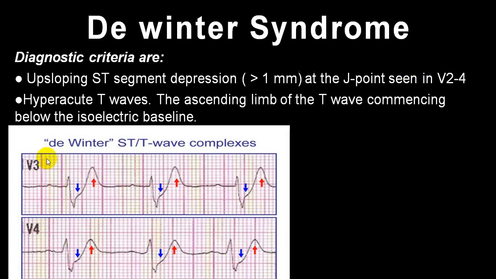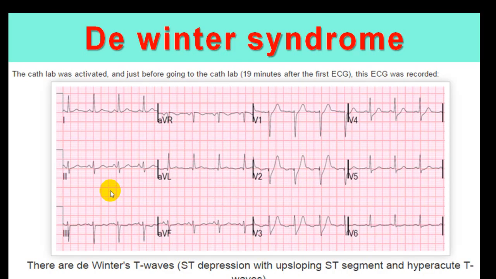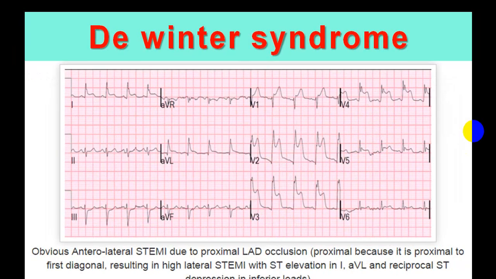This is in V2, V3 and V4. You got an ST depression and you got a tall T wave. Again you can see right from V1, V2, V3, V4, there is an ST depression with tall T wave. And after that, you can see that the same person had developed a hyperacute ST segment elevation. ST segment elevation means the person has developed an ongoing infarct.